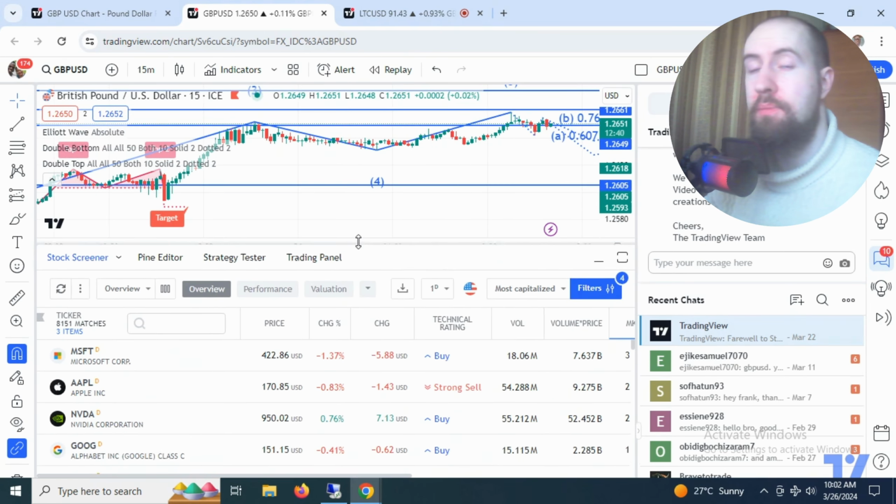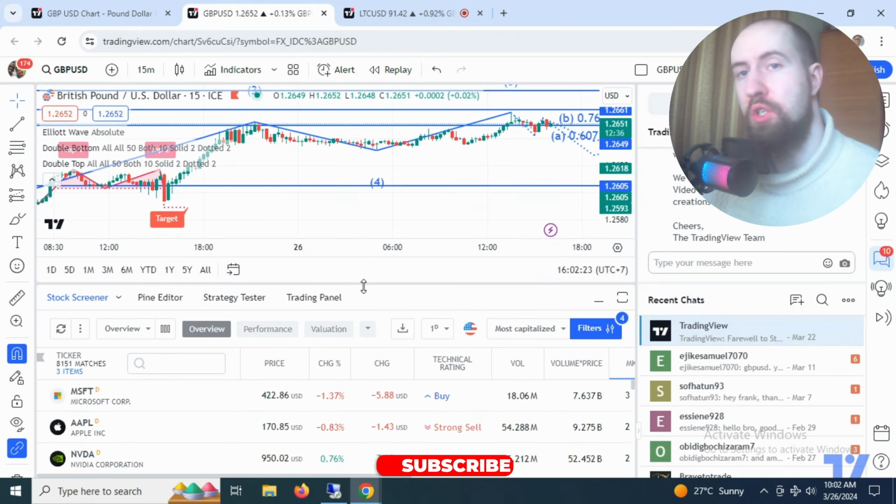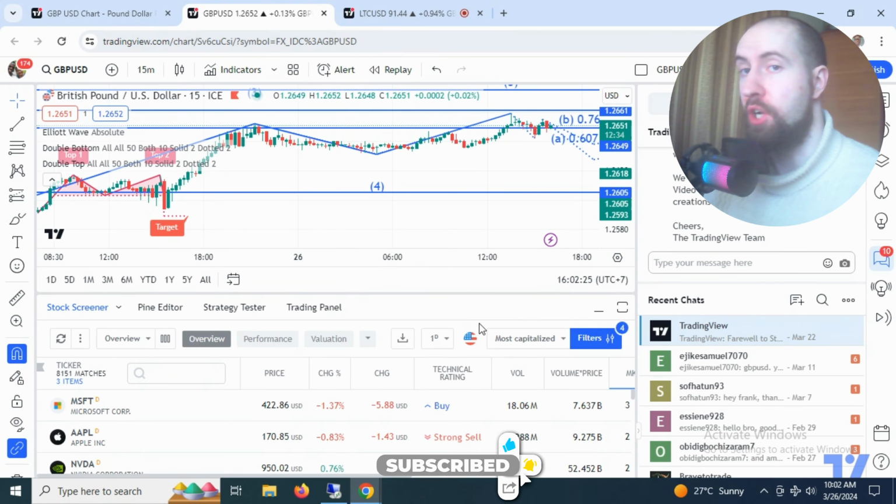And that's it. That's how you set a stop loss and take profit in TradingView. This tool is perfect for analyzing trades, measuring risk, and preparing real entry plans.